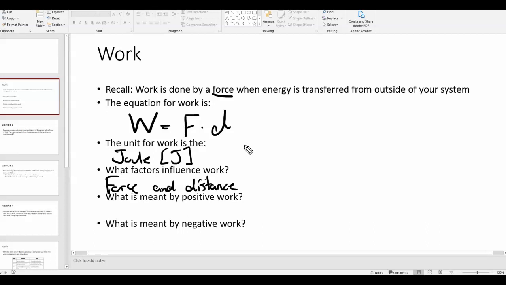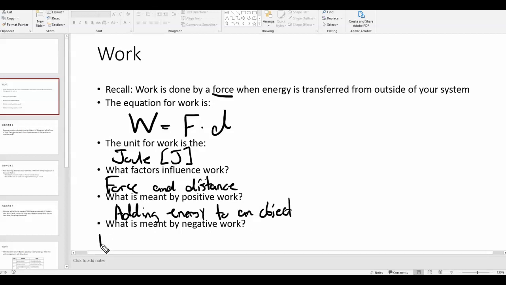Okay, so what is meant by positive work? Well, positive work basically means that a force is adding energy to an object. So for example, if I kick a soccer ball, my foot puts a force on the ball. The force is applied over some distance, maybe a few inches, okay, and the energy goes from my body into the soccer ball. The soccer ball gains kinetic energy and it starts to move. Okay, that's an example of positive work.